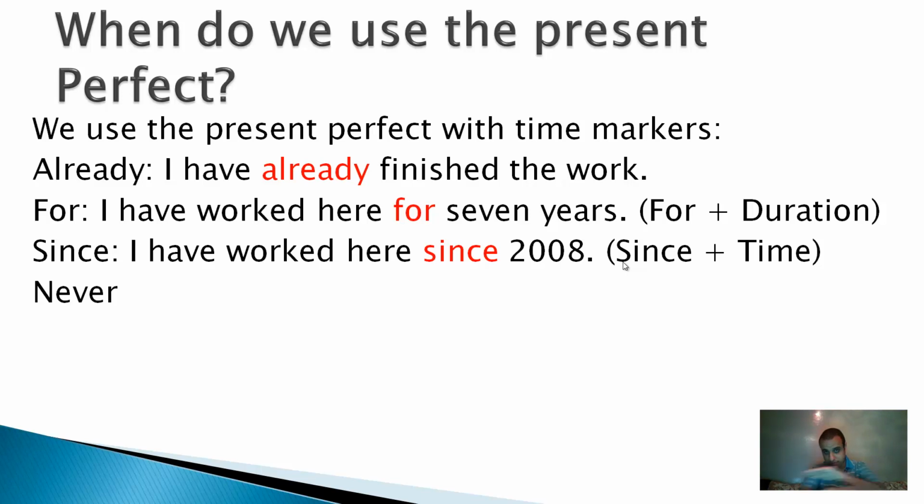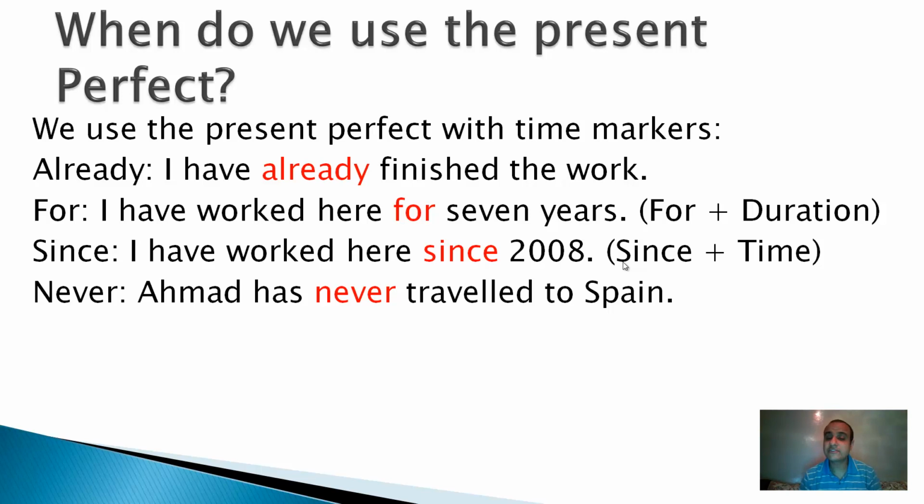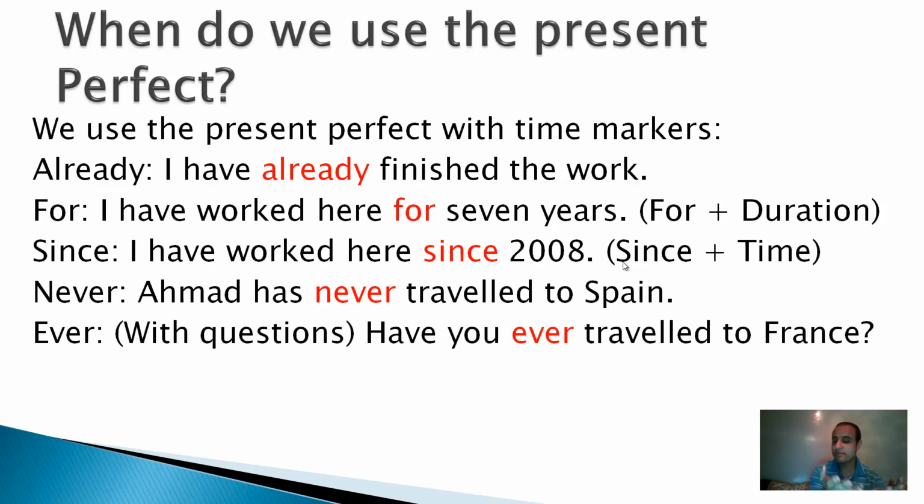Next, we have never. Ahmed has never traveled to Spain. Never. شو ما عمره مشى إسبانيا. Ahmed has never traveled to Spain. Ever. So we use ever with interrogative sentences. For example, with questions, we say, have you ever traveled to France? وش عمرك مشيت لفرنسا? Have you ever traveled to France?